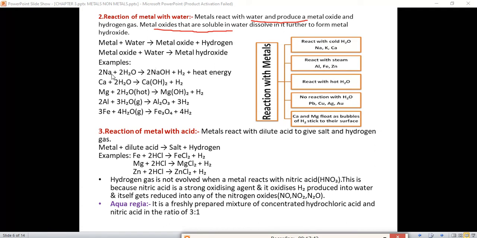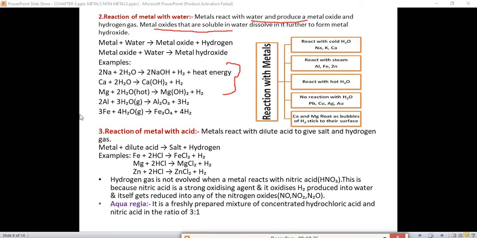Let's see with an example. Sodium reacts with water to form sodium hydroxide, hydrogen gas plus heat energy. Next, calcium reacts with water to form calcium hydroxide plus hydrogen gas. Magnesium reacts with water to form magnesium hydroxide plus hydrogen gas. Aluminium reacts with water to form Al2O3, aluminum oxide, plus hydrogen gas. Iron reacts with water to form Fe3O4, iron oxide, plus hydrogen gas. So in the first three reactions, we can see that the metals sodium, calcium and magnesium react with water to form their respective hydroxides. But aluminum and iron react with water to form only the oxides, aluminum oxide and iron oxide.